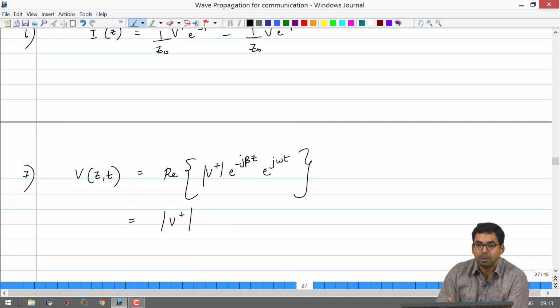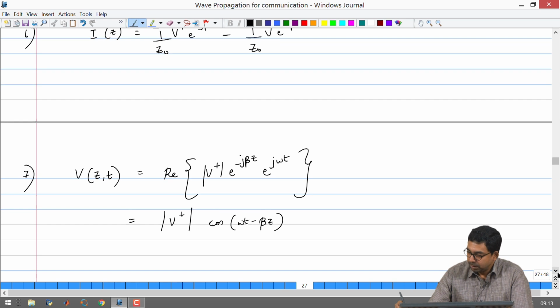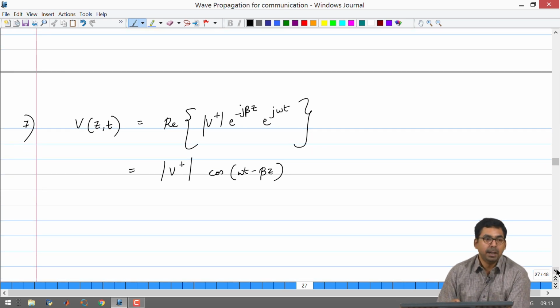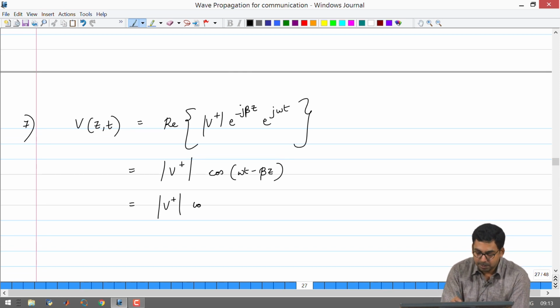So, you will have e to the j omega t minus beta z, and the real part of that is going to be a cosine, right. So, you could always write down the full solution to look like cos omega t minus beta z. Okay. Now, we have to establish a clear correlation with the kind of solutions that we had seen before. So, we will just do a little bit of manipulation. Okay. So, I will just write this down as mod V plus cos, take omega outside, right. I will just do t minus beta divided by omega times z.